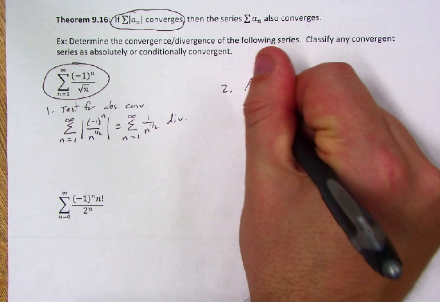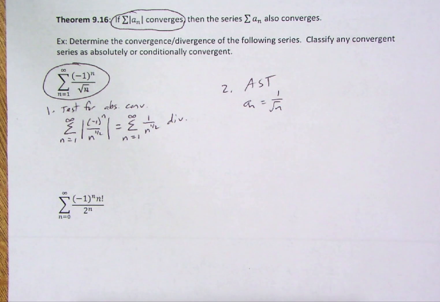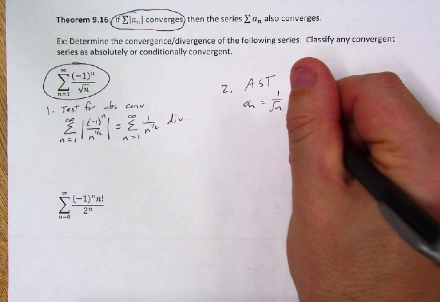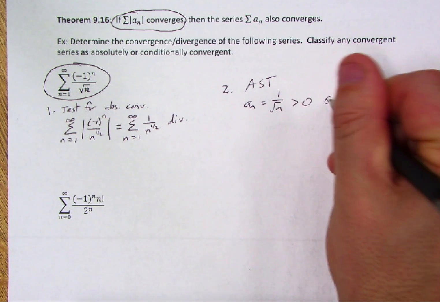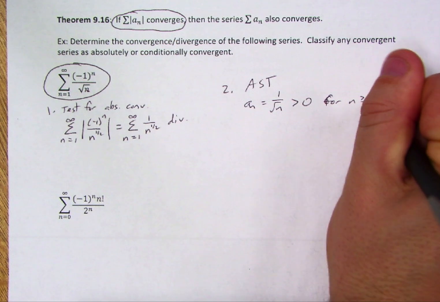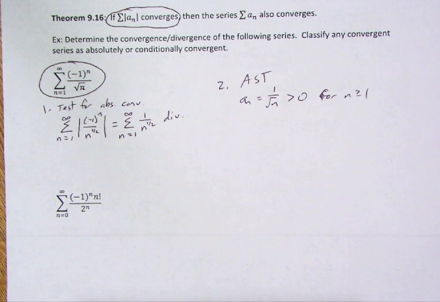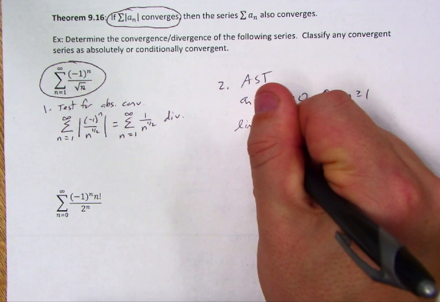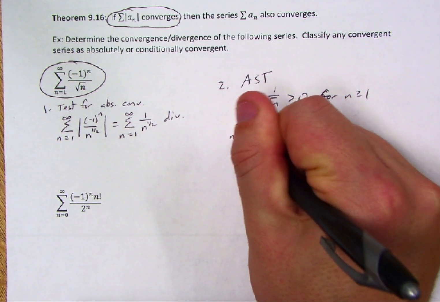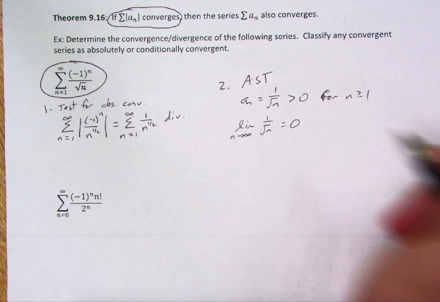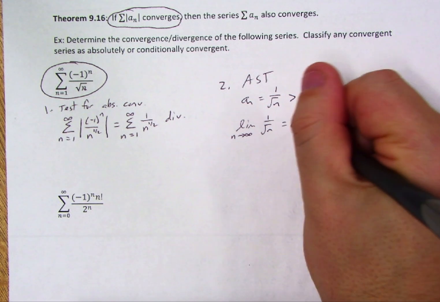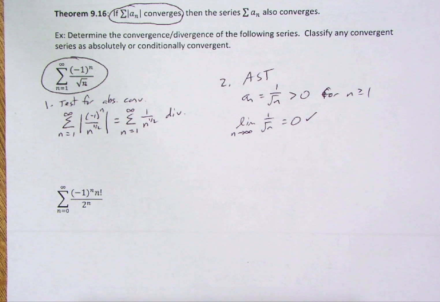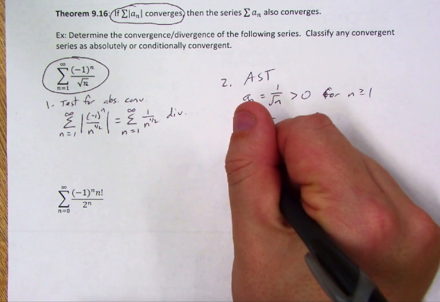So we need to make sure a few things. We need to make sure that 1 over square root of n is positive, and it is, for n greater than or equal to 1. And then we need 2 things to be true. We need the limit of that, as n goes to infinity, to be 0 to even have a chance. It does. And then we need the next term to be less than or equal to the previous term for some n value.